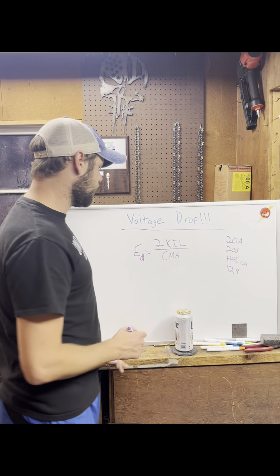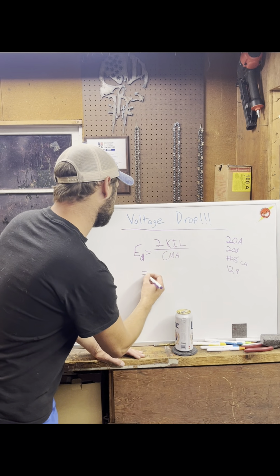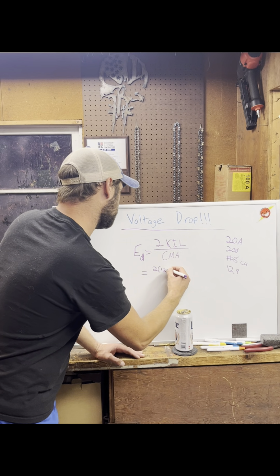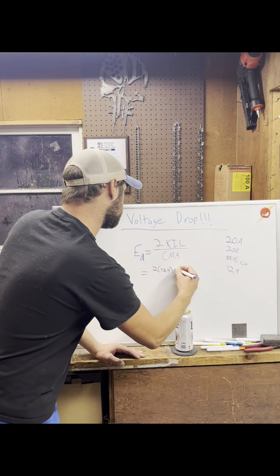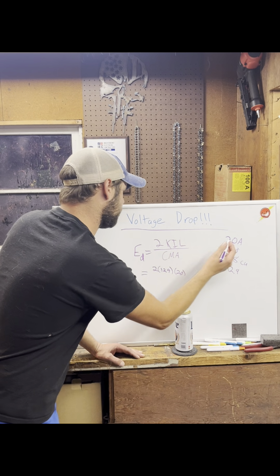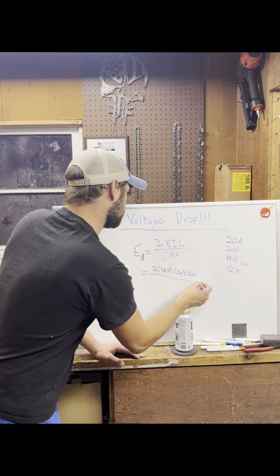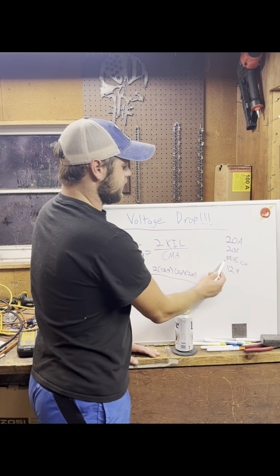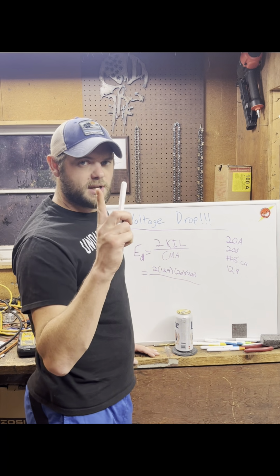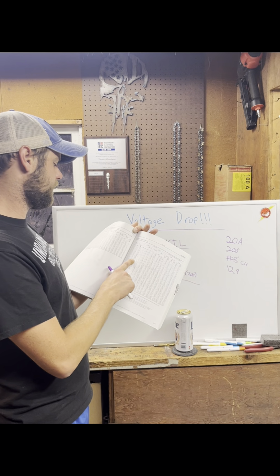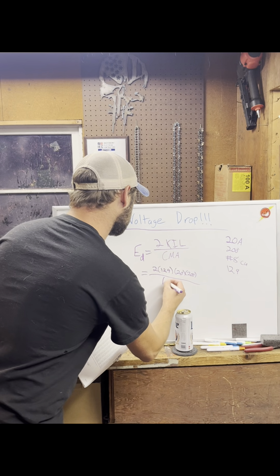So how do we set this up? Just like that. So 2 times K constant, which is 12.9, times the amperage, 20 amps, times the length in feet, 200, divided by circular mil area. Well, what's circular mil area number 8? You got to go to Chapter 9, Table 8. Circular mil area number 8 is 16,510 circular mils.